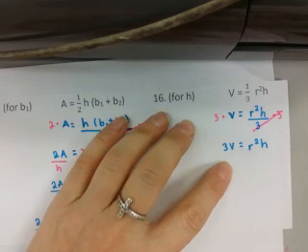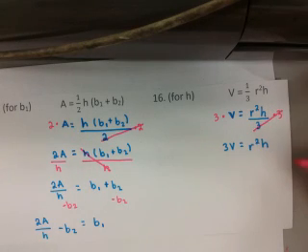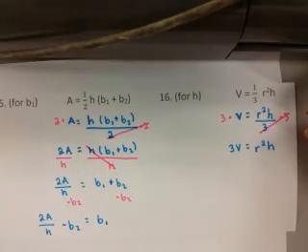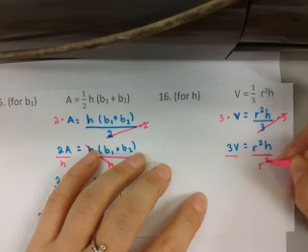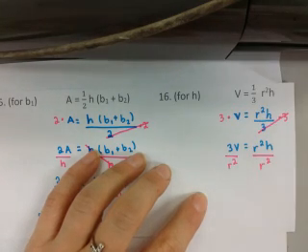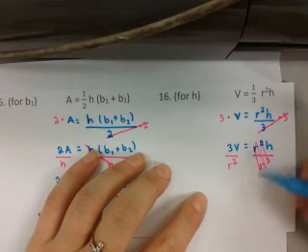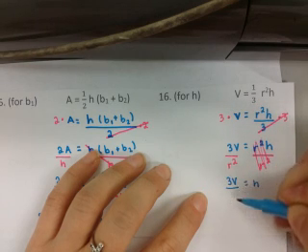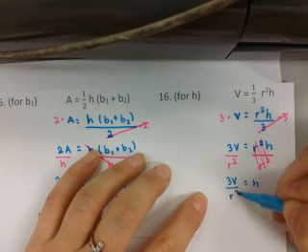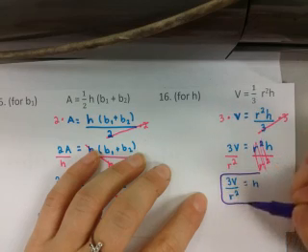I need to solve for h. So the next thing I need to do is figure out what's happening to h. Right now, h is being multiplied by pi r squared. So I undo multiplication with division. So I need to divide both sides of my equation by pi r squared. So the pi r squareds cancel out. We're left with h is equal to 3v divided by pi r squared. And that's your final answer on the final problem.